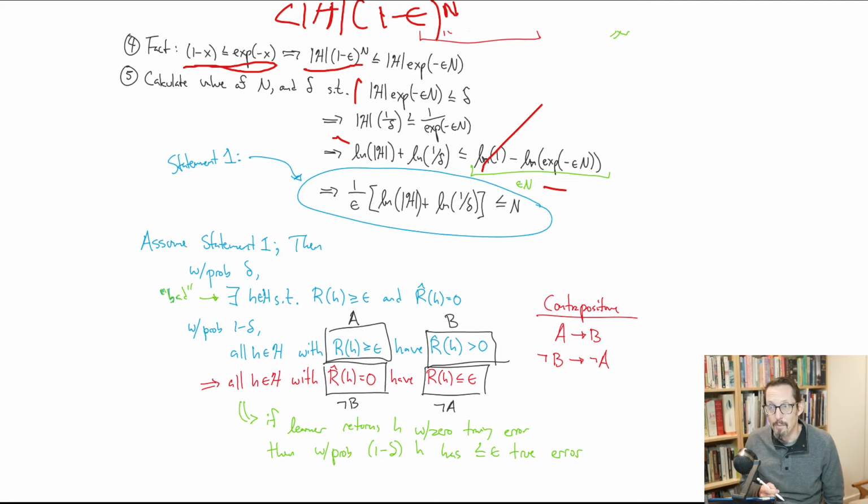So this implies that if the learner returns a hypothesis with 0 training error, then with probability 1 minus delta, h has to be within an epsilon bound of the true error. And that's what we wanted. As they say, QED.